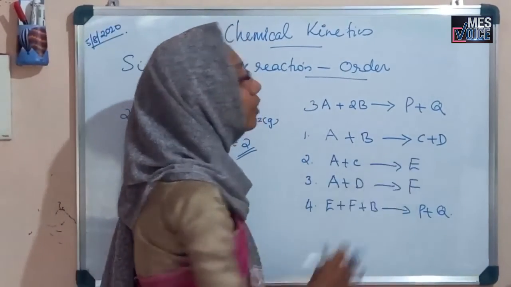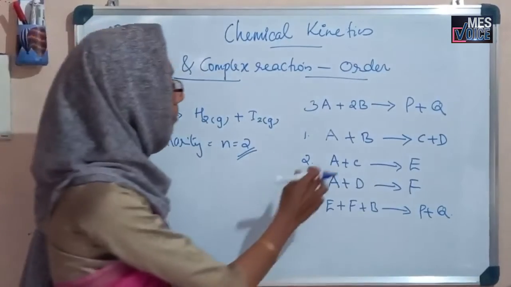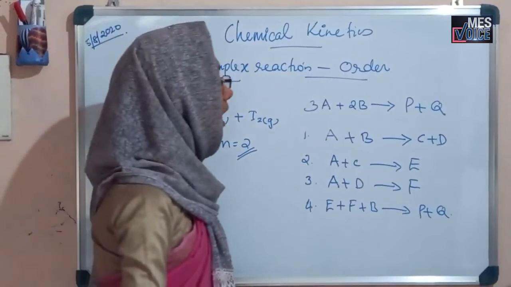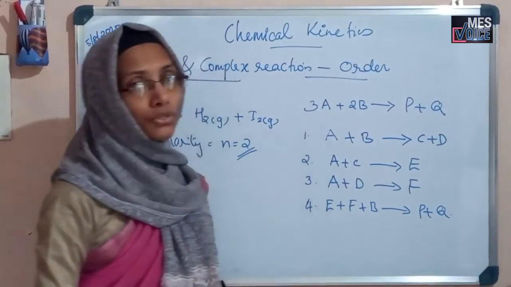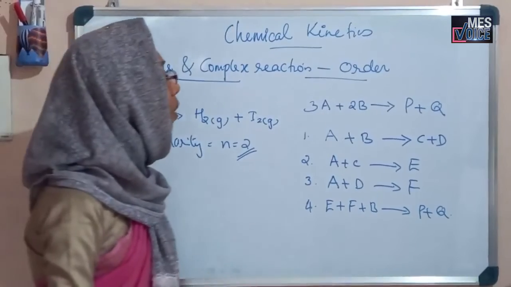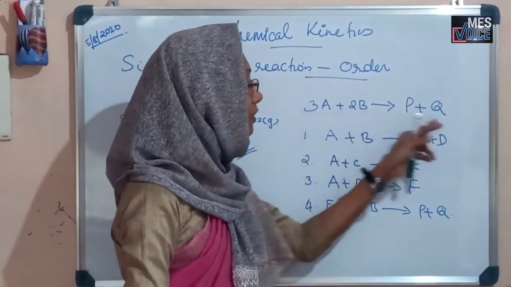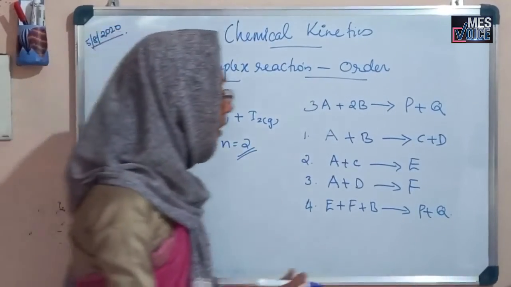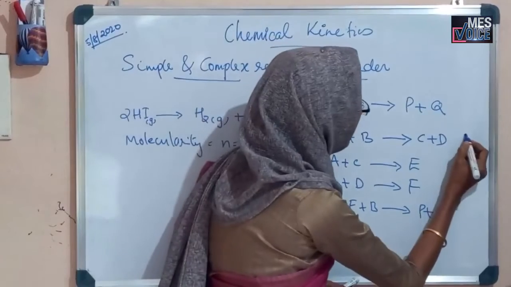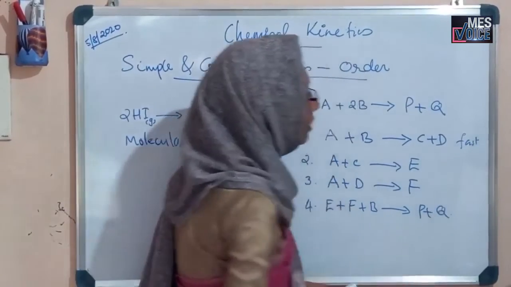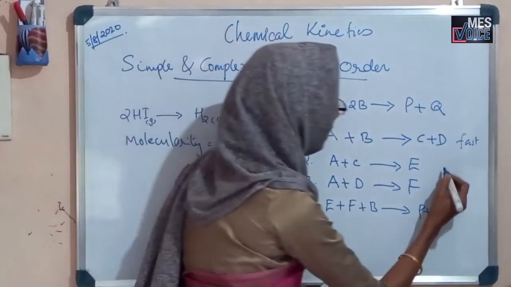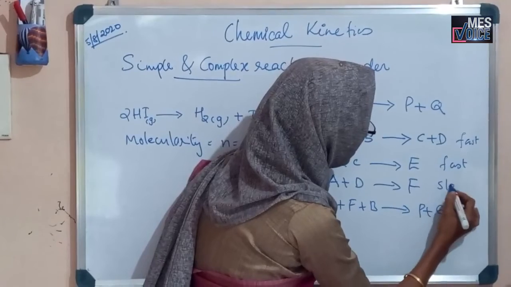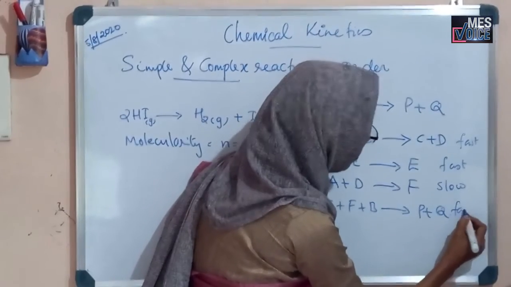Each step has its own molecularity depending on the number of molecules involved in the reaction, and each has its own rate. But what is the order of the overall reaction and the rate of the overall reaction? Suppose the first step is a fast step and the second step is also fast. Here the third step is the slowest step and the fourth step is also fast.